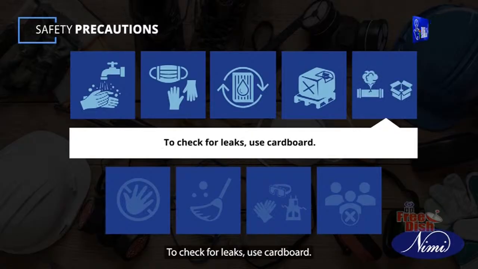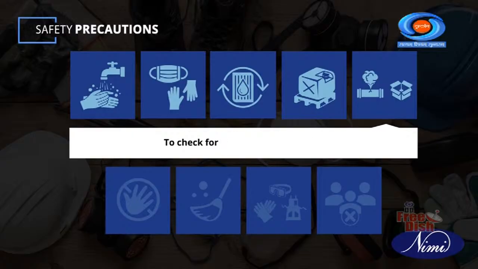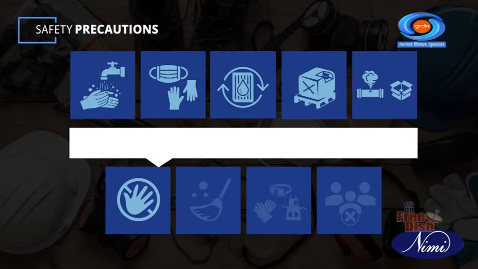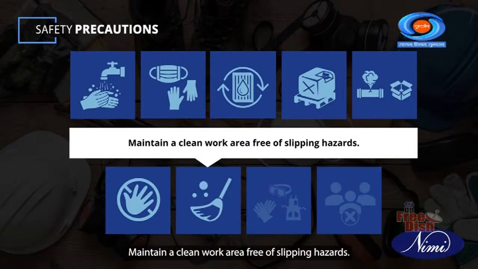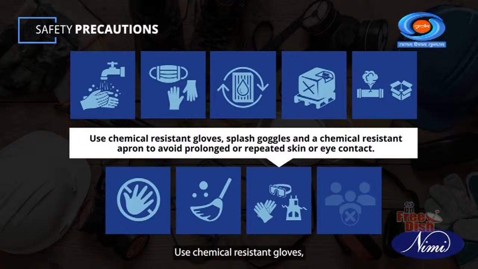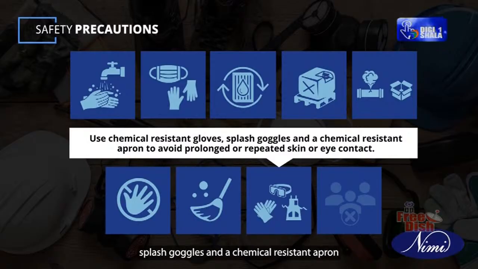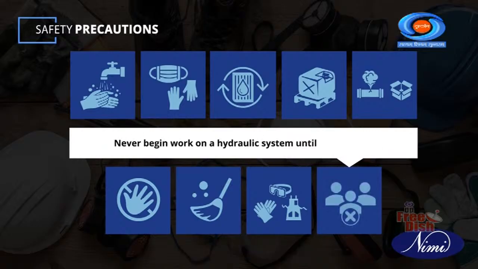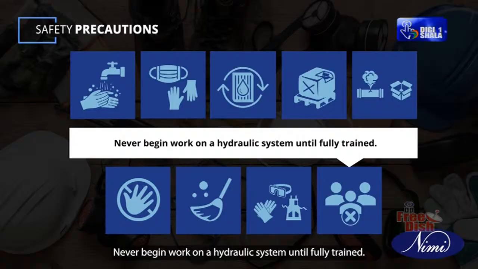To check for leaks, use cardboard. Never use hands or fingers to search for hydraulic leaks. Maintain a clean work area free of slipping hazards. Use chemical-resistant gloves, splash goggles, and a chemical-resistant apron to avoid prolonged or repeated skin or eye contact. Never begin work on a hydraulic system until fully trained.